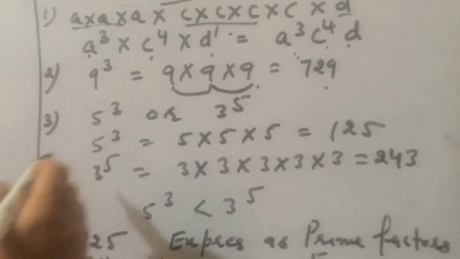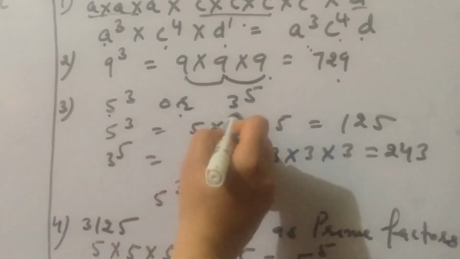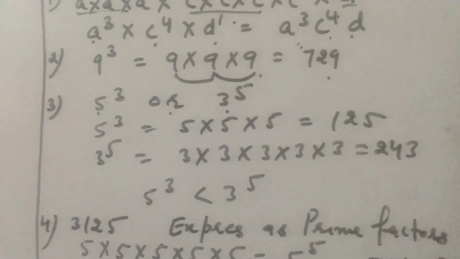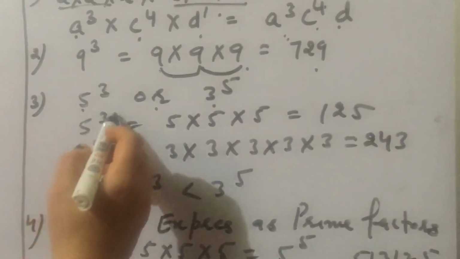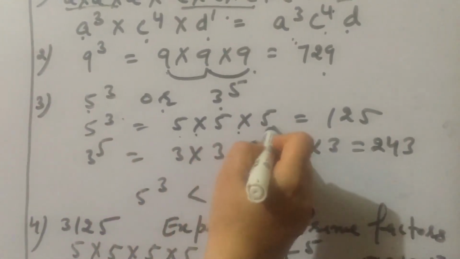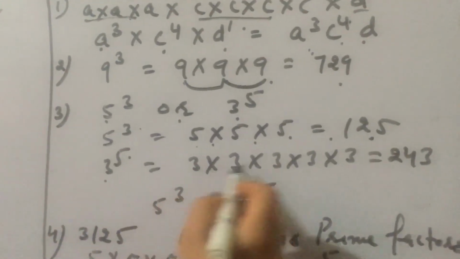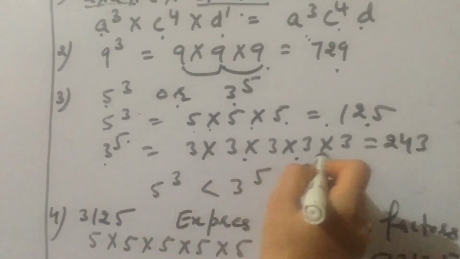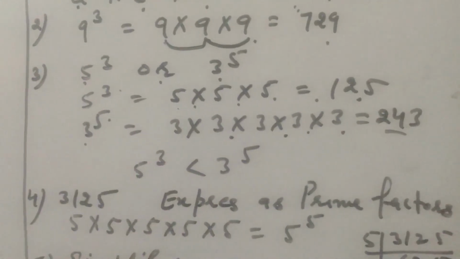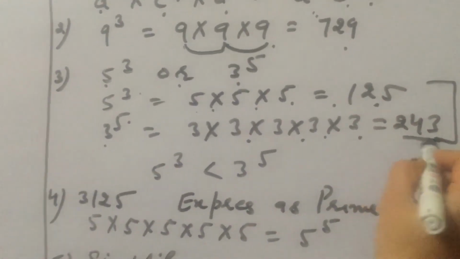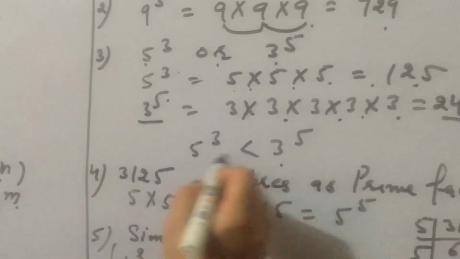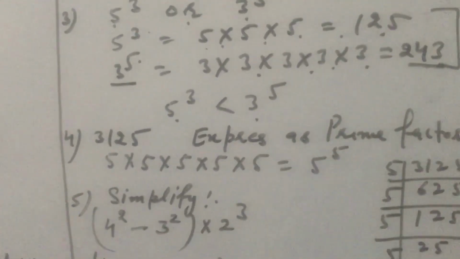Next question, 5 raised to power 3 or 3 raised to power 5. We have to compare which one is greater. 5 raised to power 3, write 5 into 5 into 5, we get 125. 3 raised to power 5, 5 times, 3 into 3 into 3 into 3 into 3, we get 243. So which number is greater? 243. 3 raised to power 5 is greater than 5 raised to power 3.